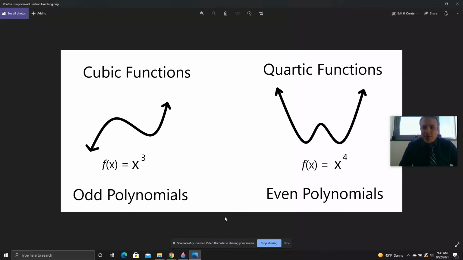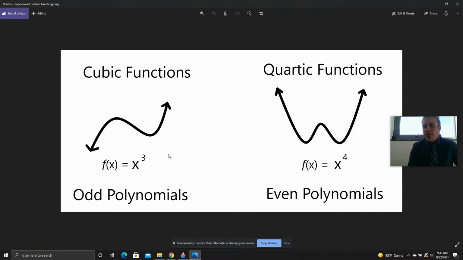Okay, welcome to the graphing section of this polynomial unit. We have two parent functions that we need to be paying attention to. So we have the cubic. This is our odd function, so we have an odd exponent. This is going to represent all odd polynomials. So like we looked at that first day, all of these odd polynomials are going to make that similar shape.